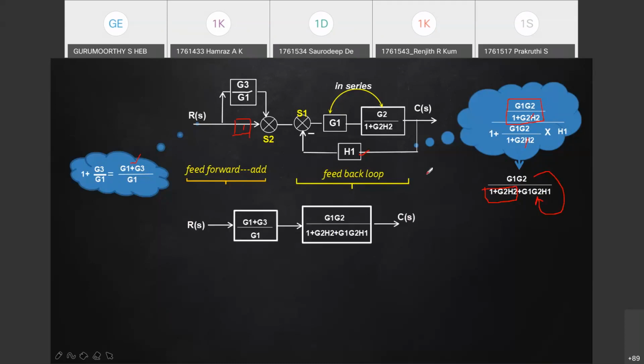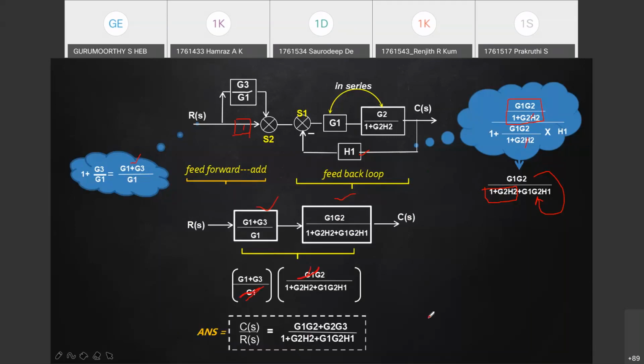Write their value. For this loop, one block. For this loop, one block. Now the final answer is to multiply them. Just multiply. If anything is common, you can cancel out G1, G1. In that way, you can get the final answer C(s) by R(s) equals this value.